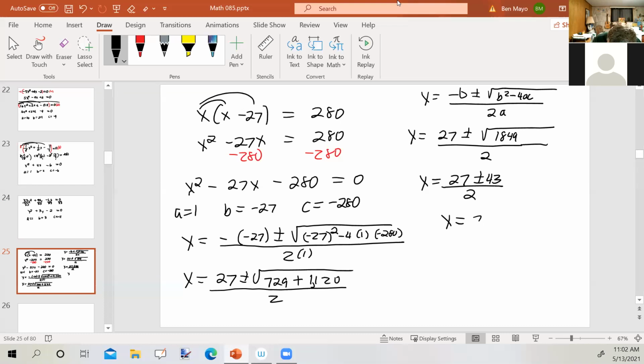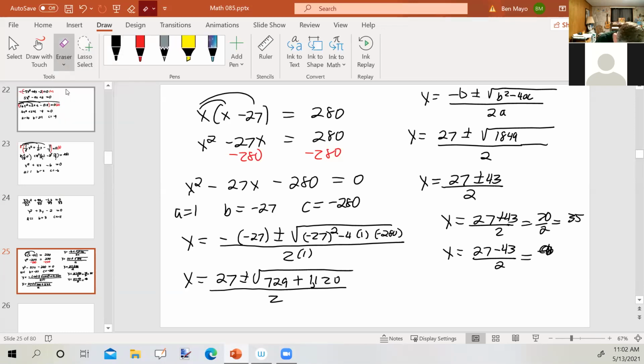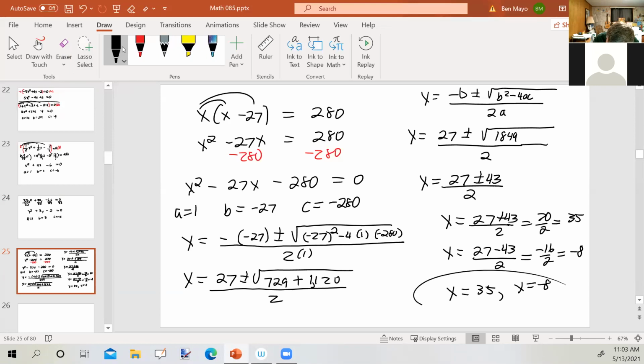All right. So then x equals 27 plus 43 over 2, which is 70 over 2, or 35. x equals 27 minus 43 over 2. Let's see, 27 minus 43 is what? Negative 16. Negative 16 over 2, which is negative 8. So x equals 35 and x equals negative 8.